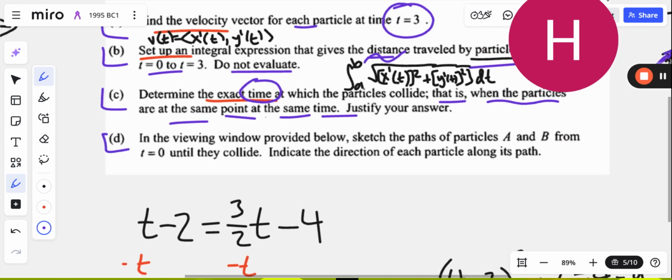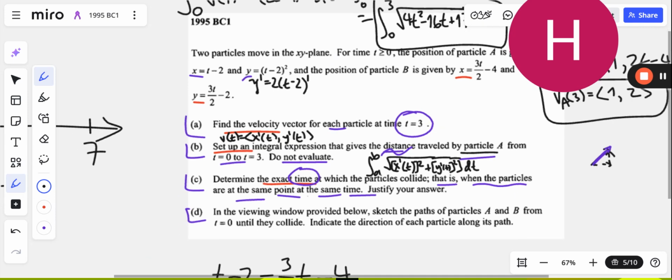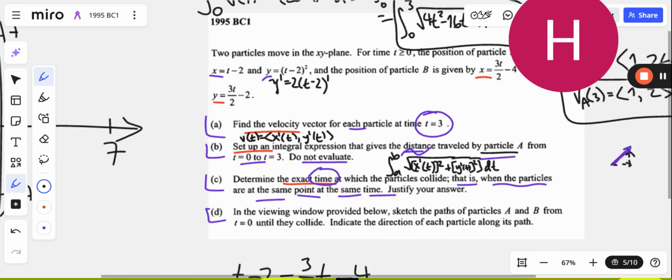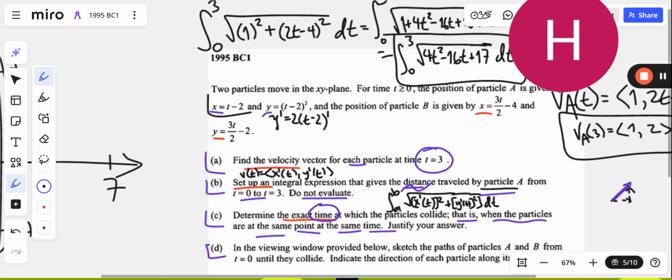In the viewing window provided, sketch the paths of particles A and B from t equals 0 until they collide. So let's say t equals 0. You could eliminate the parameter here if you'd like. It's not a bad idea. So if you eliminate the parameter for this, obviously that t minus 2 is what x is equal to. So that's just the equation y equals x squared. Pretty simple to graph that, is it not? And then for B, kind of a similar thing.